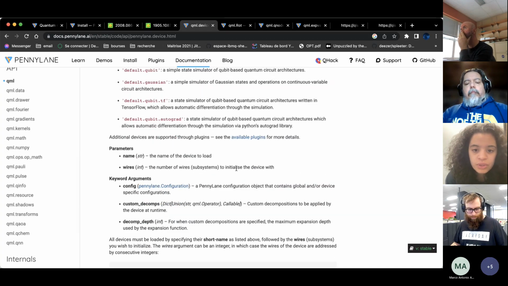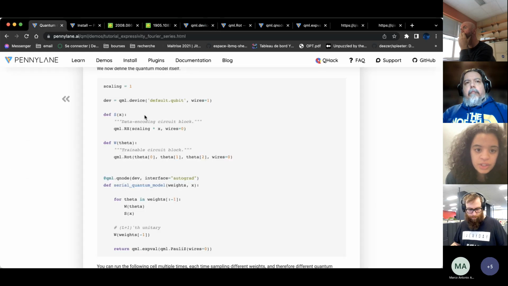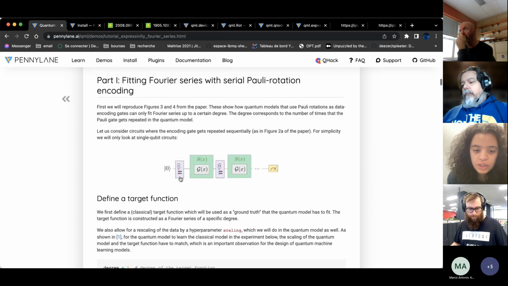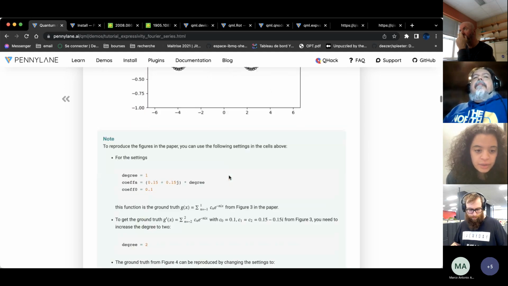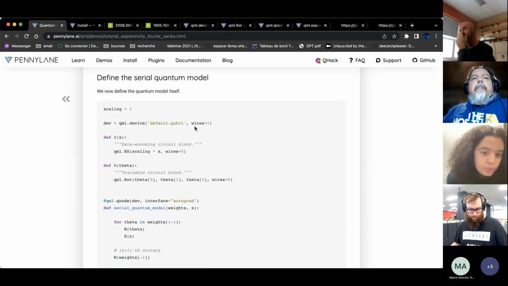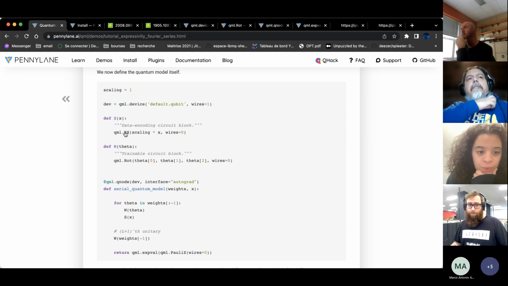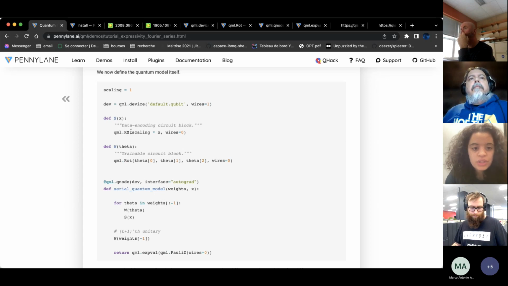Here, the number of wires is initiated to 1 because we are looking into one qubit circuits. So wires are actually these lines here, basically the number of qubits. All right. So they create a device with a default qubit, with 1 qubit. Then they define their S block, their data encoding circuit block, which is basically one gate here, an Rx, so it's an X rotation. Again, if you want to look into the documentation, you can have the matrix form of this gate right here.